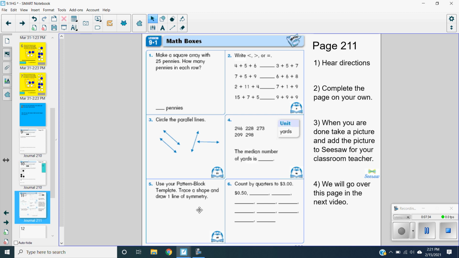For question 5, use your pattern block template, trace a shape, and draw 1 line of symmetry. There's lots of possible answers for this, but you just need to pick one of the shapes where you could find at least 1 line of symmetry. And for question number 6, count by quarters to $3 when you're starting at 50 cents.